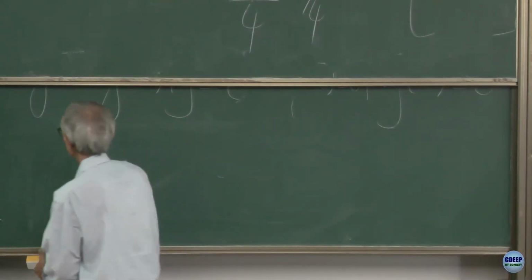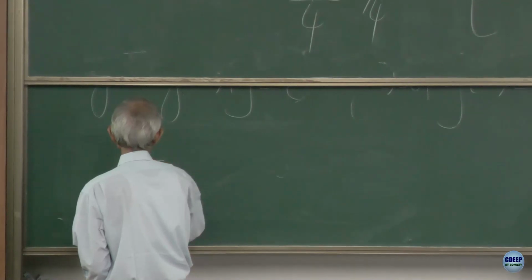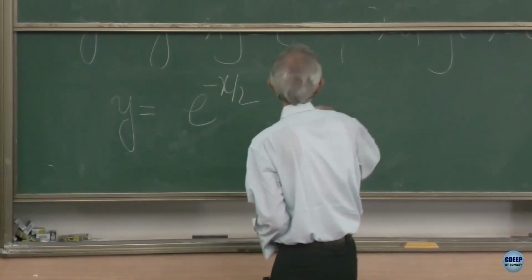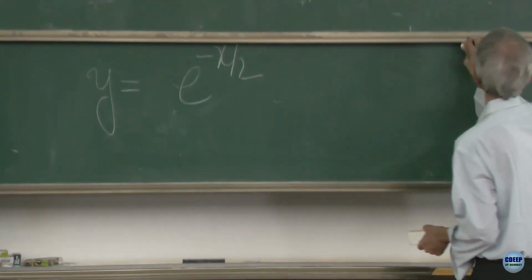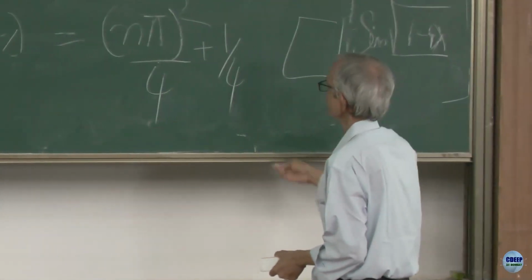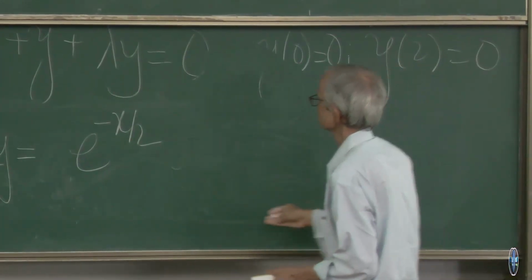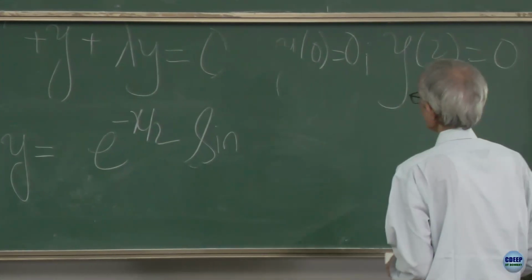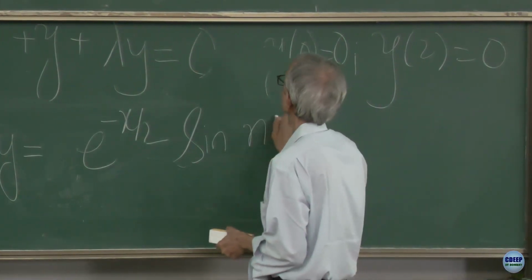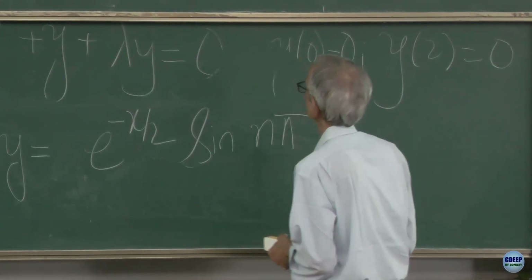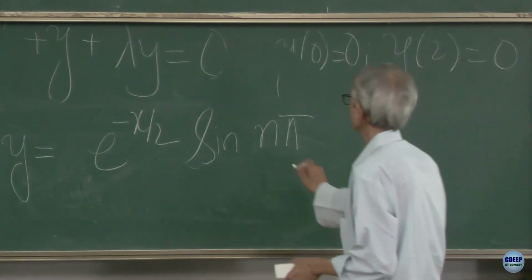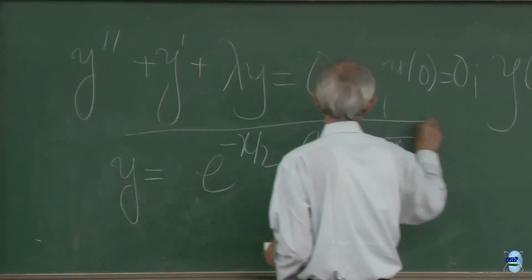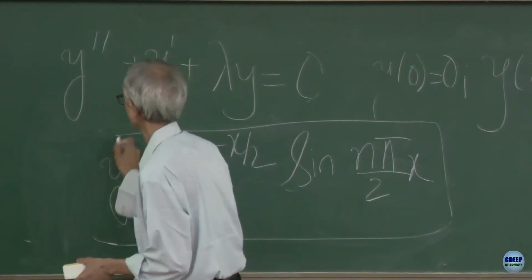So far everything is straightforward, whatever we have seen. E to the minus x by 2, that was whatever was right there, and then you have got sine of root of 1 minus 4 lambda, and that we have said is n pi by 2, and there is an x. Okay. So this is my solution to that equation.